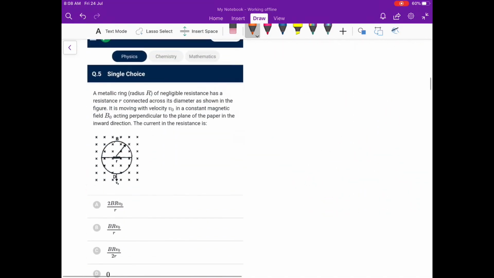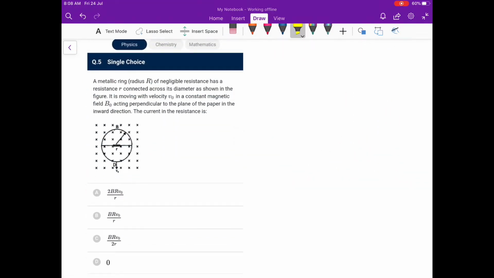Now the next one: a metallic ring of radius r of negligible resistance has a resistance R connected across its diameter as shown. It is moving with velocity v0 in a constant field B0 acting perpendicular to the plane of the paper in the inward direction. The current in the resistance is going to be.